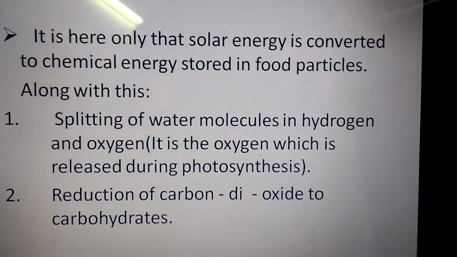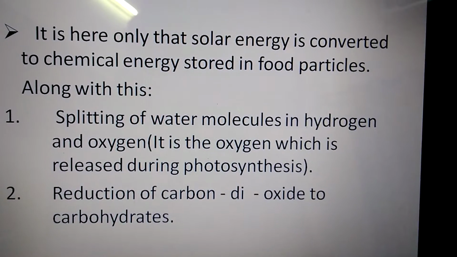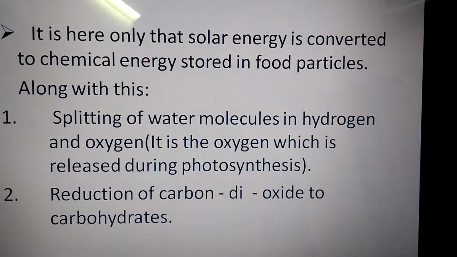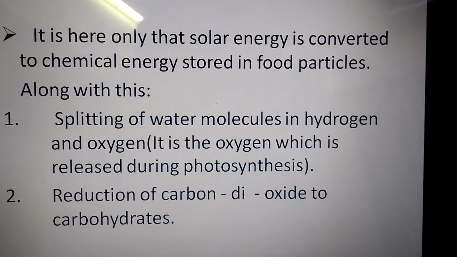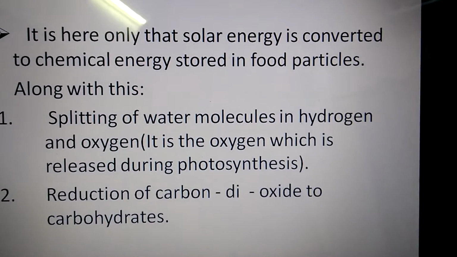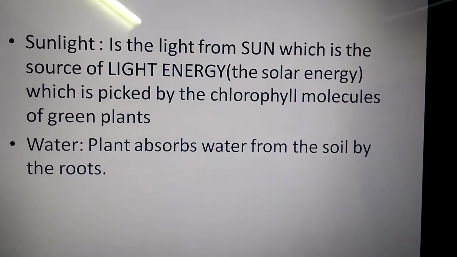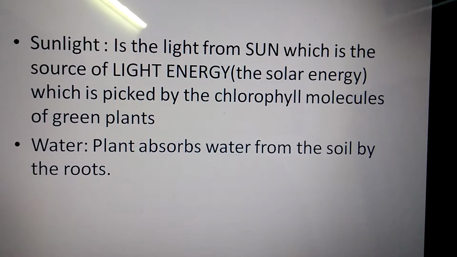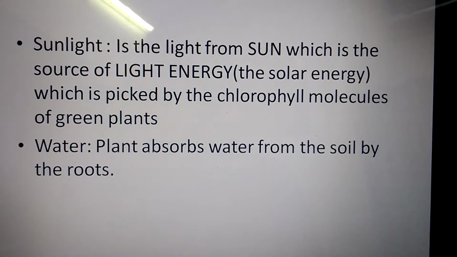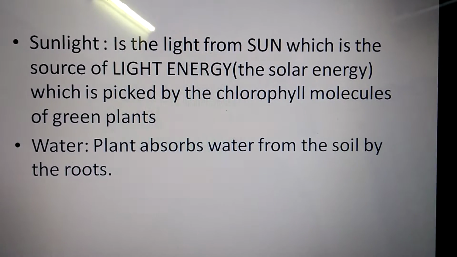Hello students, welcome back. So in my last lecture on nutrition, you have seen which two major processes take place in photosynthesis, that is splitting of water and reduction of carbon dioxide to carbohydrate. Okay? Moving ahead, what is the significance of solar light in photosynthesis? This is the light which we are receiving from the sun, that is light energy.